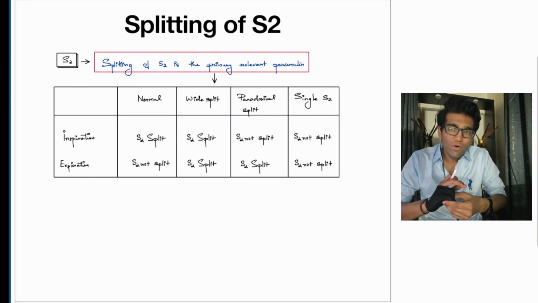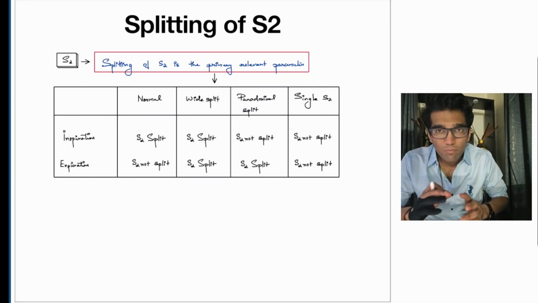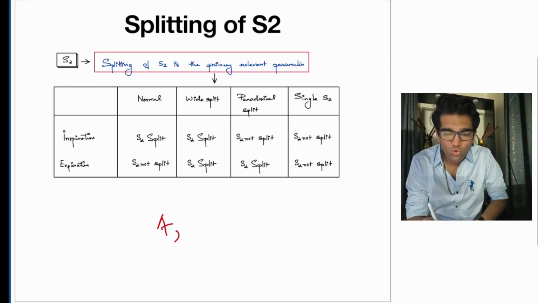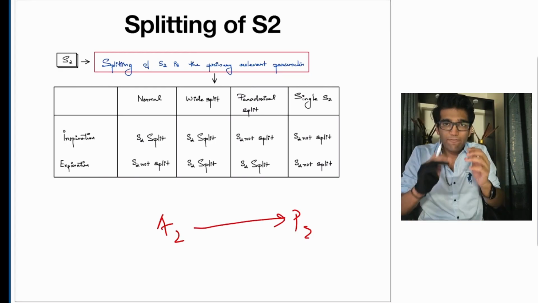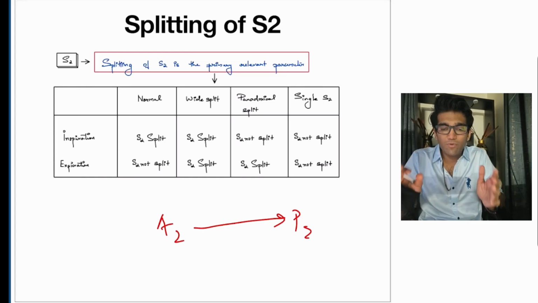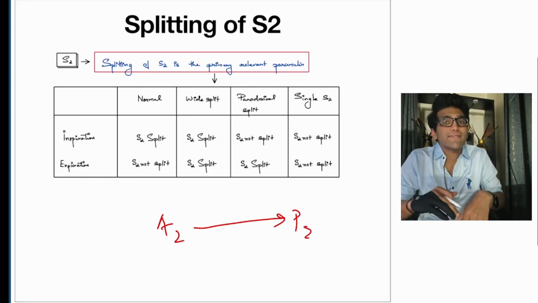Now, if splitting occurs during both inspiration and expiration, what that implies is that A2 is so much before P2. That is, the left ventricle is finishing its ejection so much earlier than the right ventricle that even during expiration they can be heard as two separate sounds. So you get a split during both inspiration and expiration.